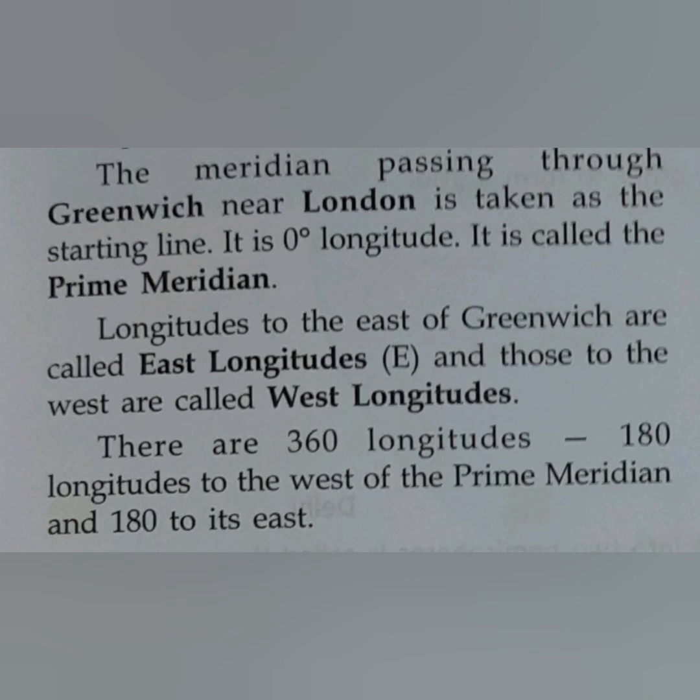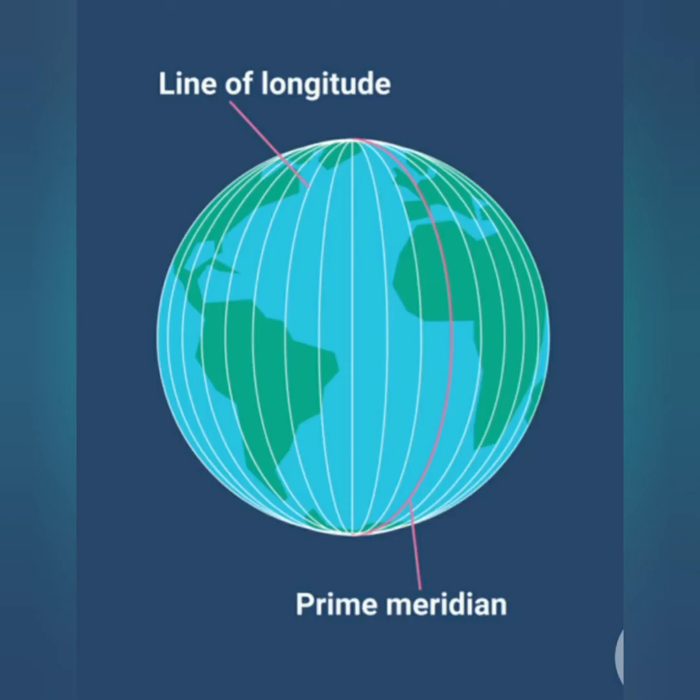Let's read the next part. The meridian passing through Greenwich near London is taken as the starting line. It is 0 degree longitude. It is called the prime meridian. Students, look at the picture. You can see here a longitude in red color. This red longitude is known as the prime meridian, which passes through Greenwich near London, and it is taken as the starting line.